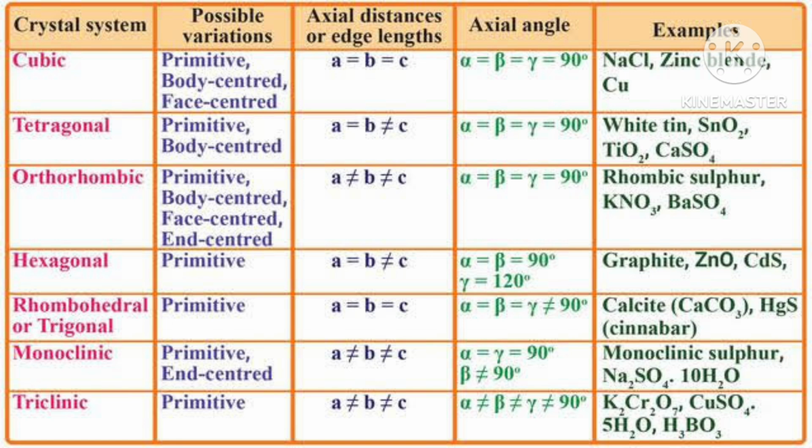I have discussed all the crystal systems and all 14 possible structures. I will try to send the diagram for all these structures. I already sent it last class, but I will try to send it again. Now I am going to discuss the number of atoms in a unit cell.